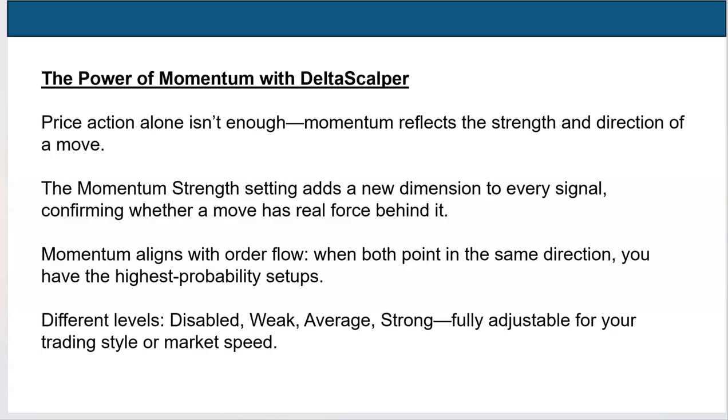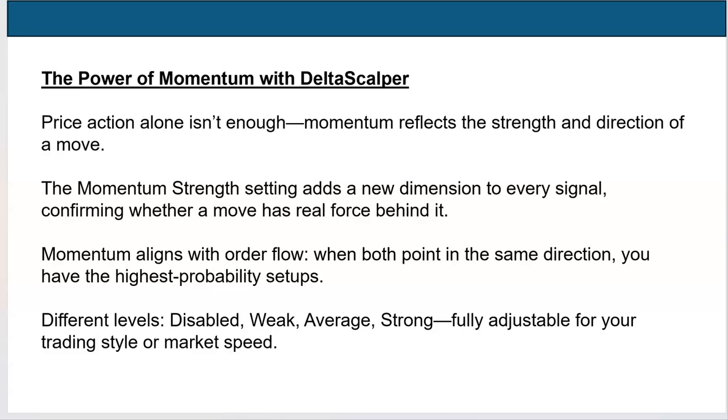Last year, we also added the momentum feature, okay, because price action alone isn't enough. Momentum reflects the strength and direction of a move, right? Because trends happen when they start picking up momentum, and that's the beauty of the momentum strength setting, it adds a new dimension to every signal. So you're confirming whether a move has real force behind it. And momentum aligns with order flow. When both point in the same direction, you have the highest probability setups.